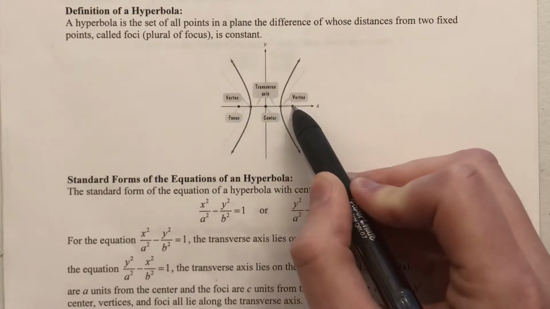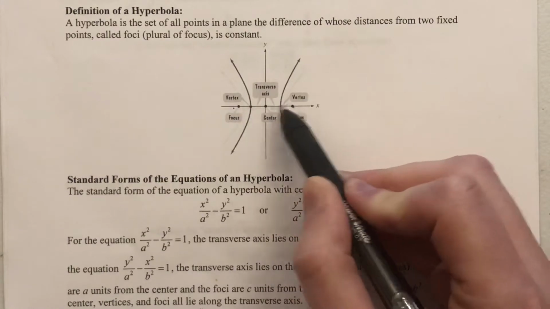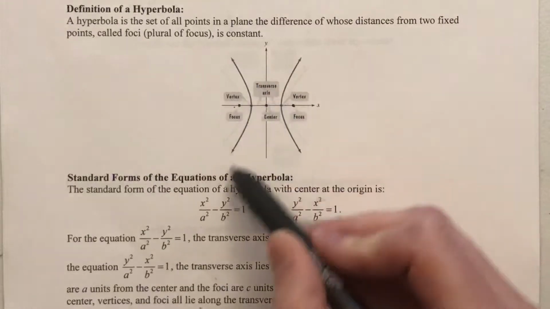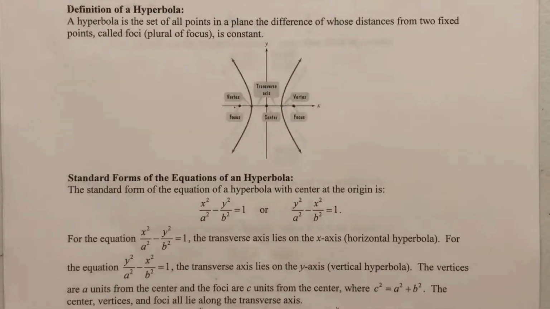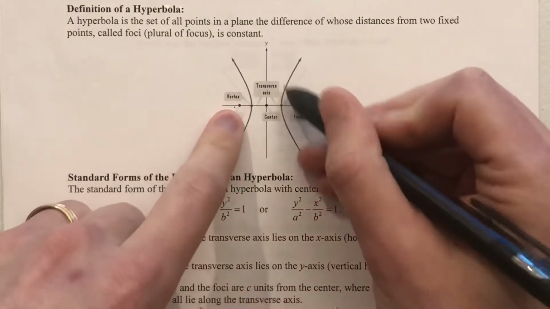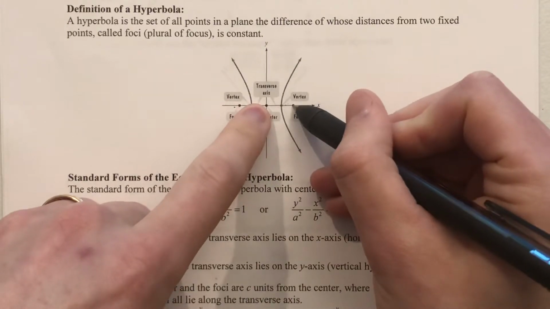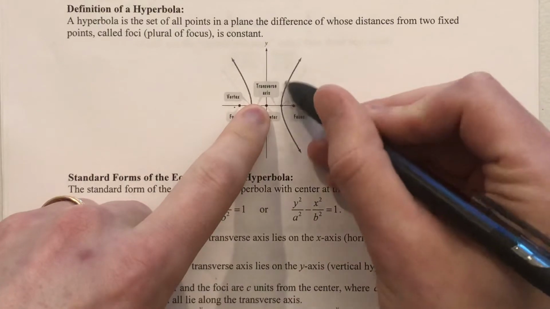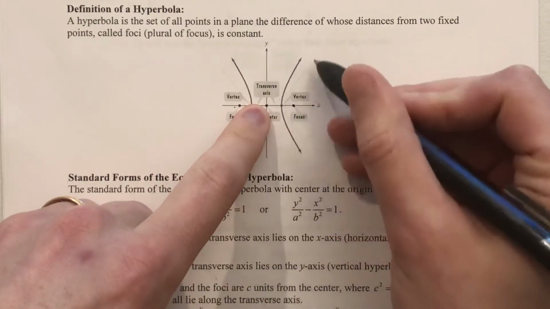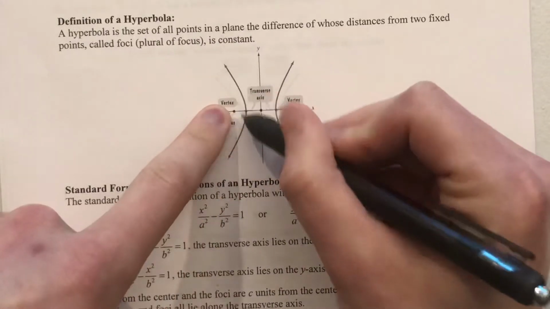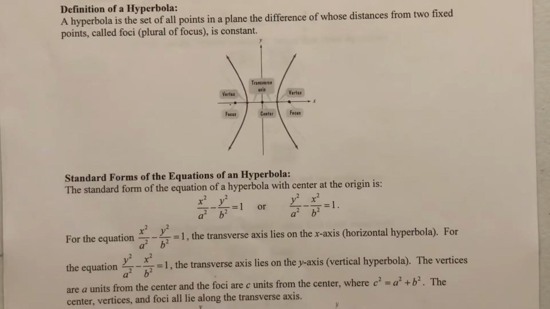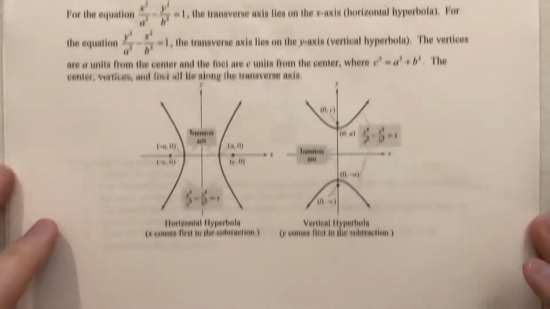Notice we again have the word focus, and we have foci. In this case, you can think of these points as the points that the graph is wrapping around on each side. You'll notice that in each case, the vertex falls between the center and this focus, and the graph wraps around that point and wraps around that point. So that's one way to visually think of the foci for these hyperbolas.